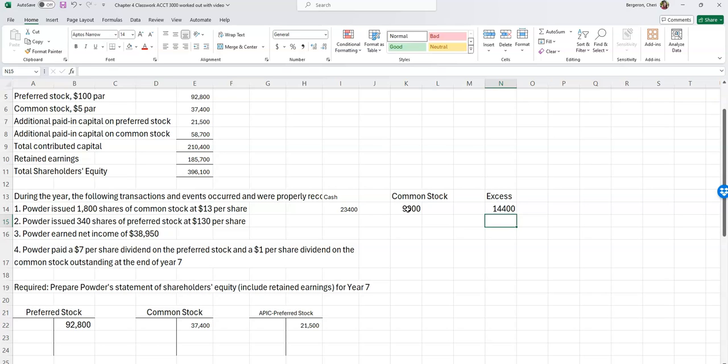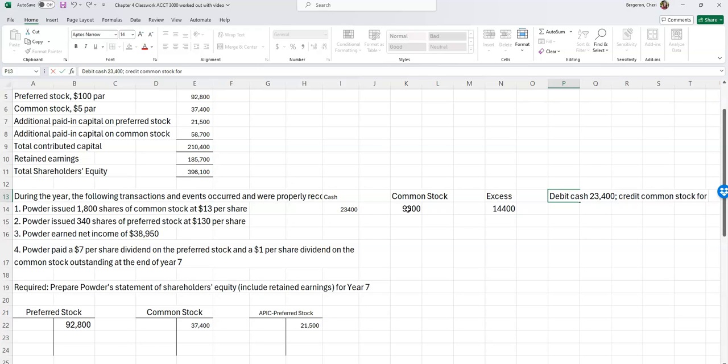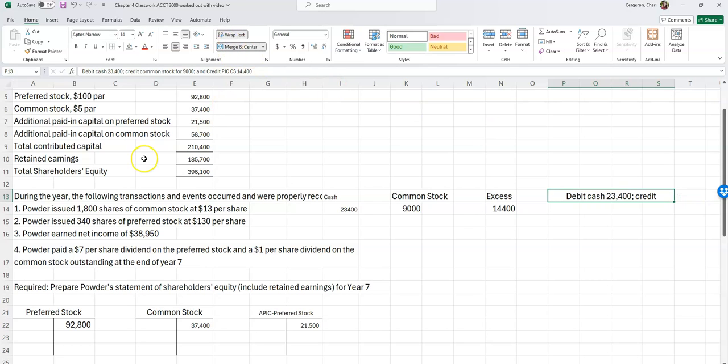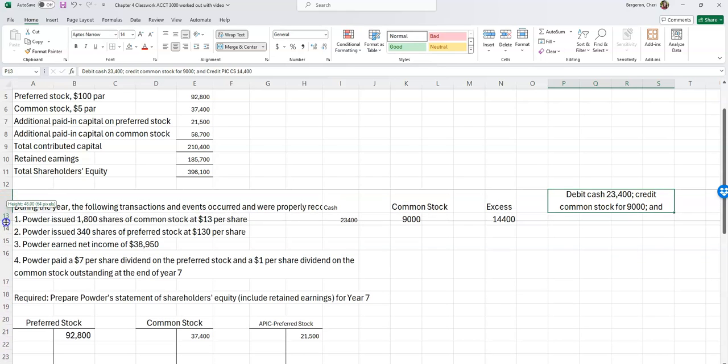So now I'm ready to journalize it. I'm just going to make a note over here so that you know what I'm doing. I'm going to debit cash for $23,400. I'm going to credit common stock for $9,000. And I'm going to credit paid-in capital on common stock for $14,400. I'm going to make this to where you can read all of that by using merge and center, wrap text, and make that a little bit taller so that you can read everything that I wrote in there.